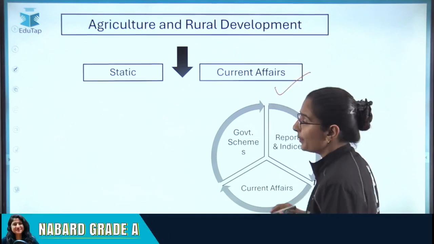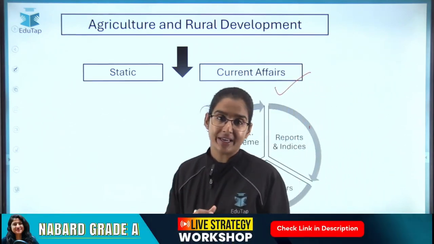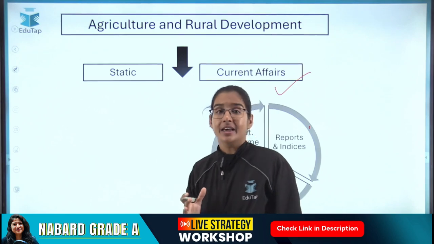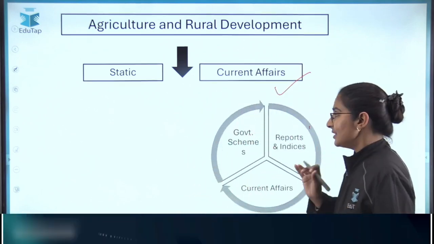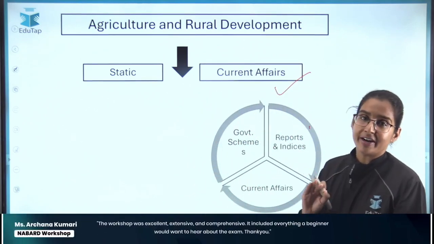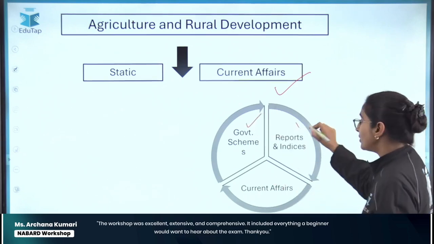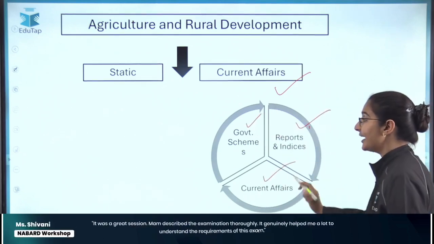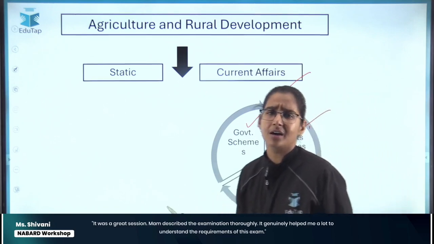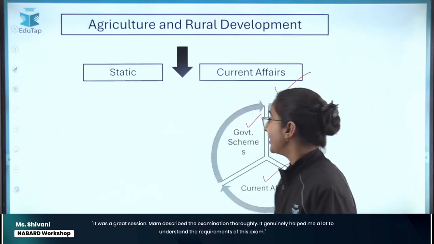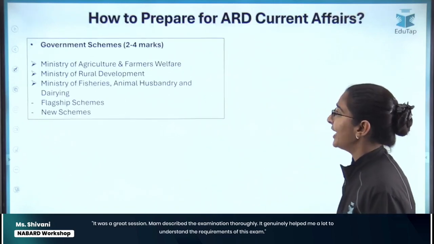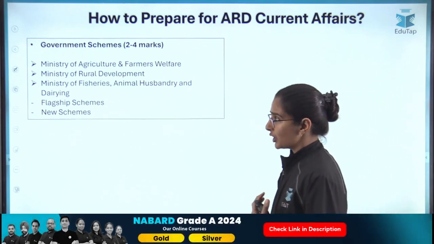How do you have to prepare current affairs as far as the ARD part is concerned? So in the agriculture part, current affairs is further divided into three areas: the government schemes related to the ARD, the reports and indices related to the ARD, and the general current affairs related to the ARD. Now, moving ahead, how you have to cover the government schemes.